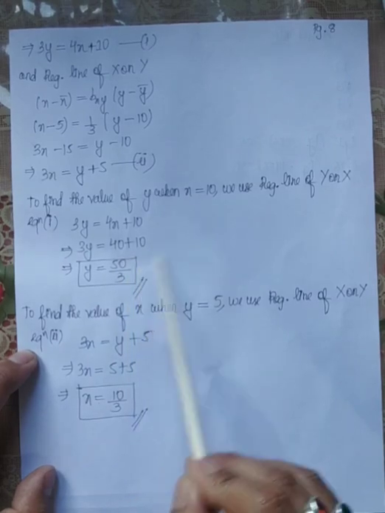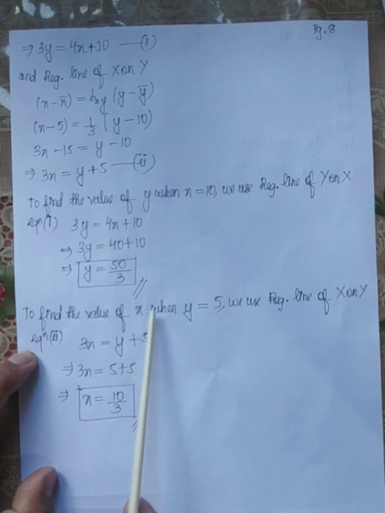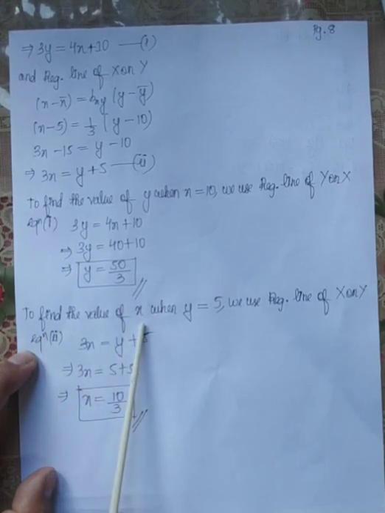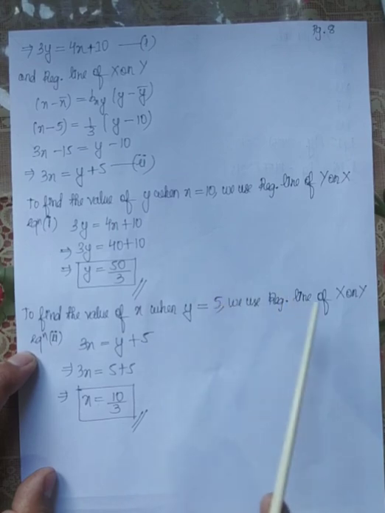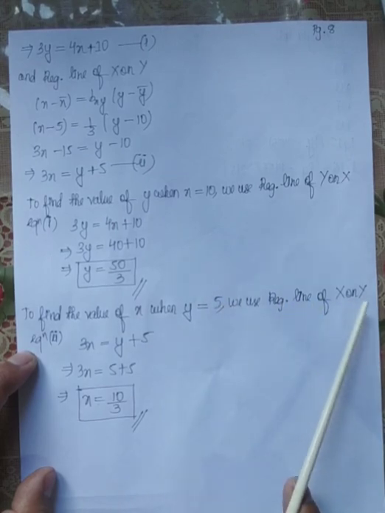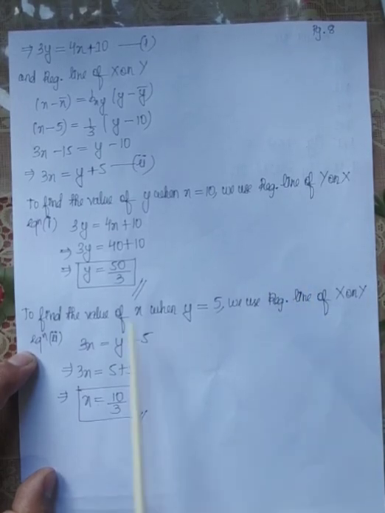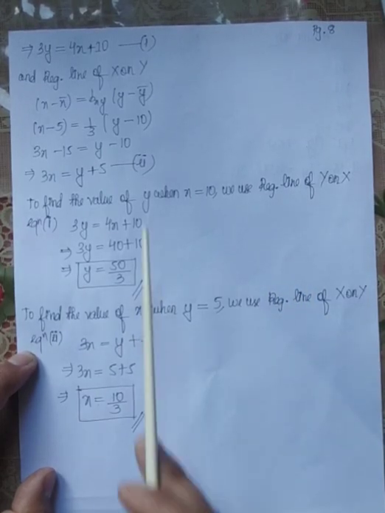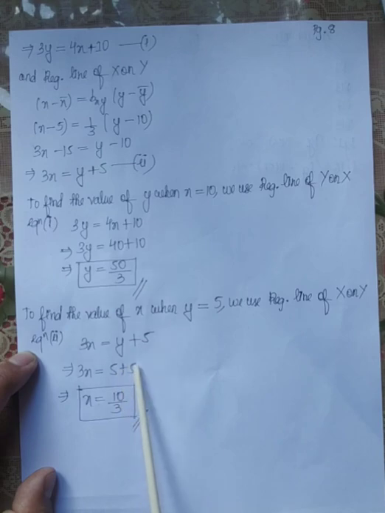Please verify yourself. Similarly, the question was to predict or estimate the value for x when y is equal to 5. So here we use the regression line of x on y. The previous one was y on x and this one is x on y because I need to find the value for x. So equation number 2 is x on y: 3x is equal to y plus 5. What is the value for y? 5. So 5 plus 5 is 10. So hence the value for x is 10 by 3.